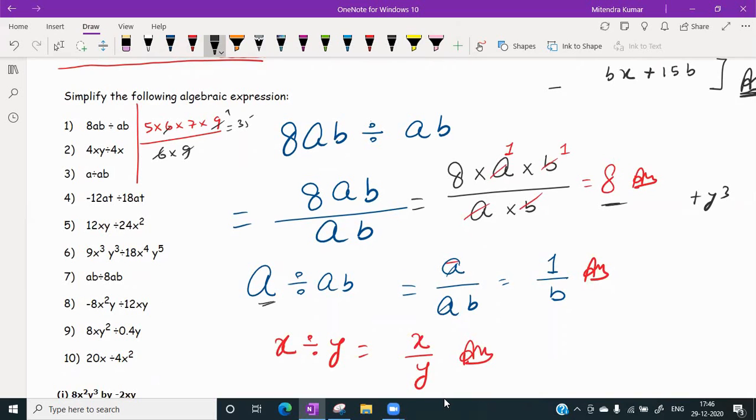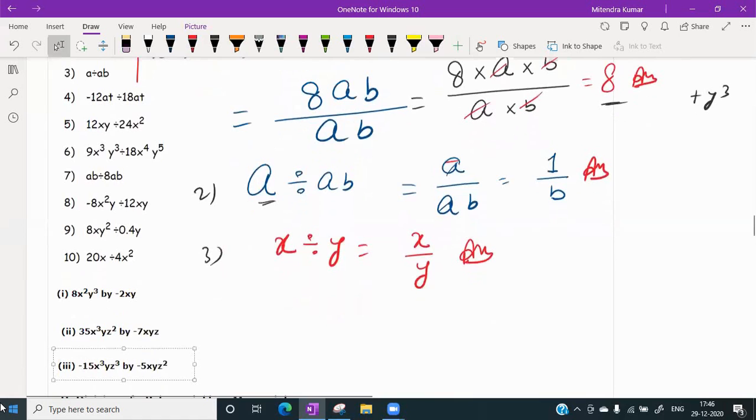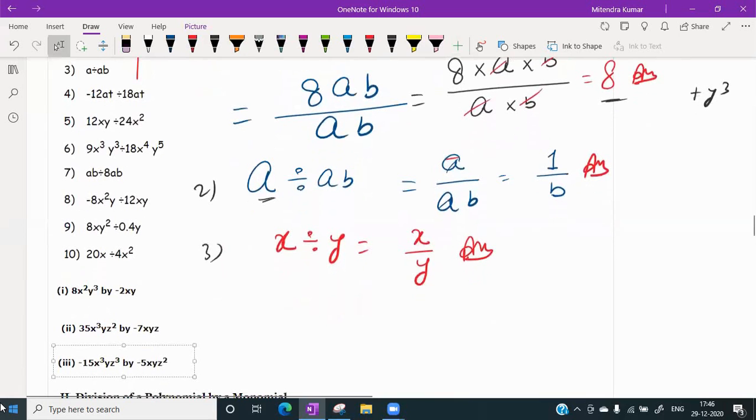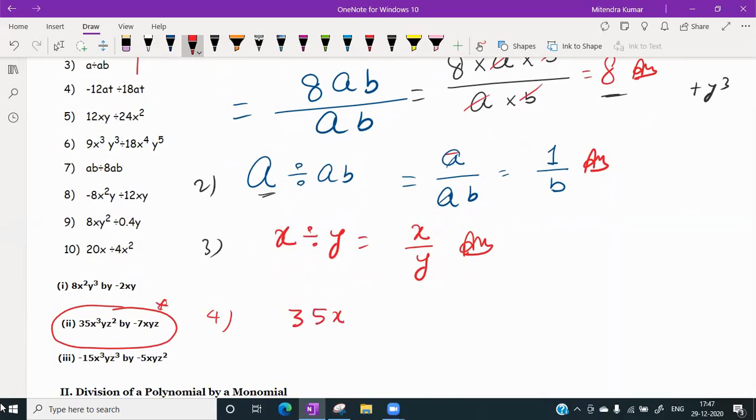This is the 3 examples, look carefully. This one, this second, this is the third example. Okay, if you understood, can you simplify these 3, or maybe you can just simplify the middle one. Fourth, 35x cube y z square divided by minus 7xyz. What will be the answer?